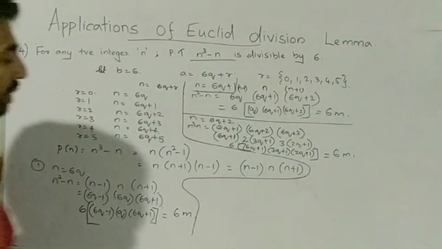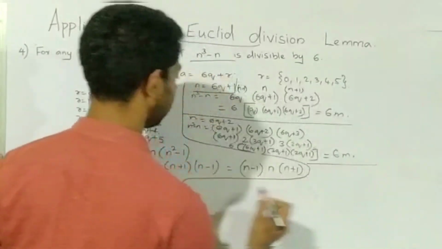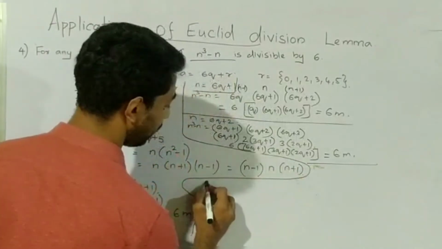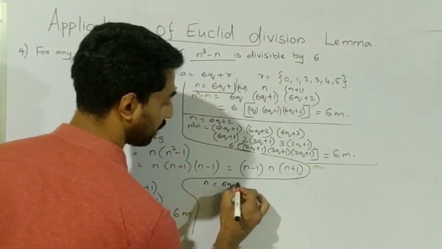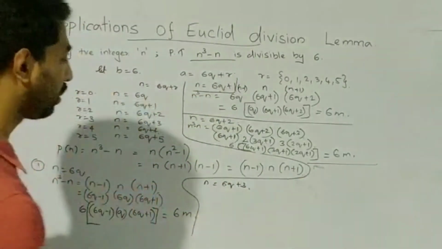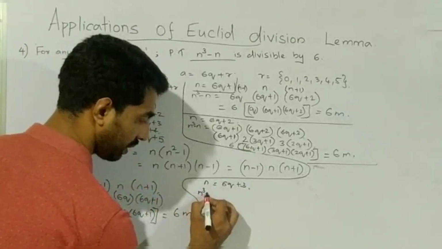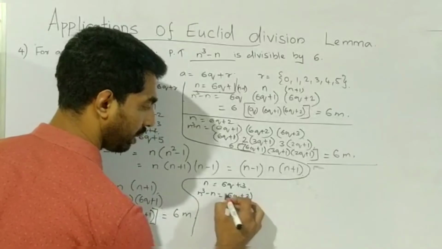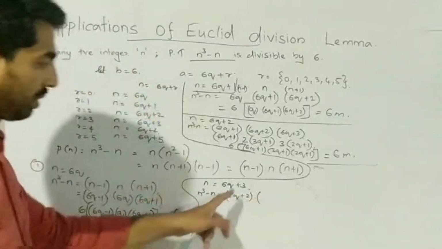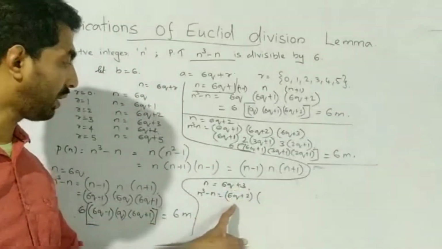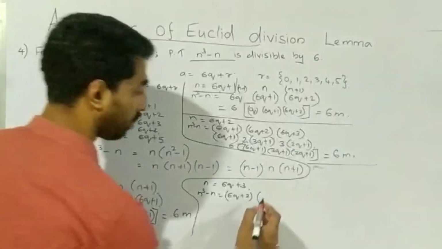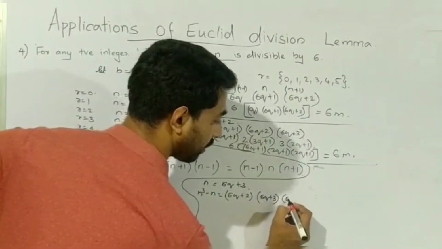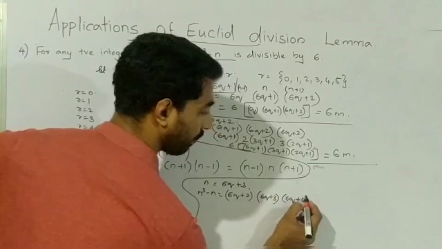Again, next case, n is equal to 6q plus 3. So n cube minus n can be written as (6q plus 2) into (n minus 1). If n minus 1 is 6q plus 2, then n is 6q plus 3 itself, and n plus 1 is 6q plus 4.